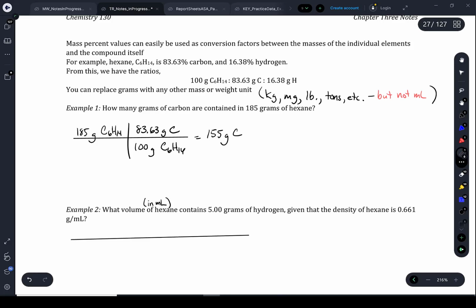Now, hopefully you're not just memorizing how to do these problems. The key is to think through them. So you're given two numbers here, which would be the better number to start with, the 5 grams or the 0.661 grams per ml? Yeah, you almost always only want to begin with things with one unit, not something divided by something else. The only time you'd ever begin with something with two units is if you're converting both the units. So if you were going from grams per milliliter into kilograms per liter or something like that, okay? So I'm going to start with the 5 grams of hydrogen.